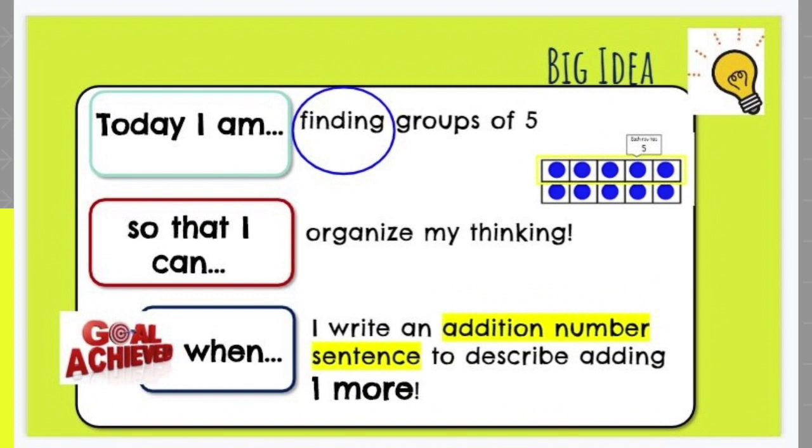Friends, let's talk about our goal today. Today we are finding groups of 5. Okay, and I have the word finding circled because we're going to be good organized mathematicians by circling those groups of 5. We are finding groups of 5 by circling them so that we can organize our thinking, and our goal will be achieved when we write an addition number sentence to describe adding one more.